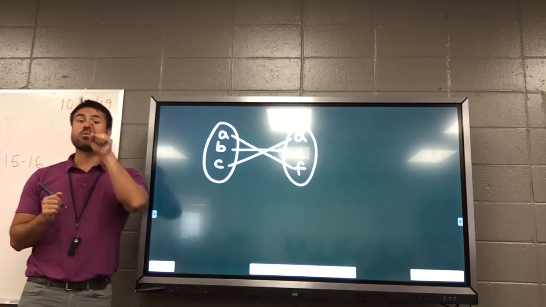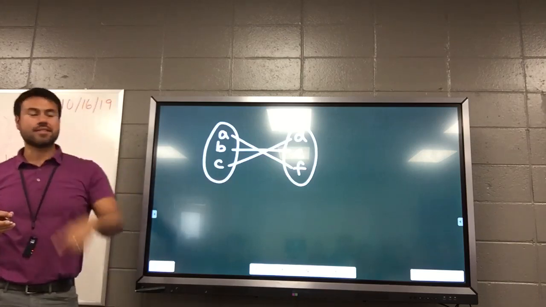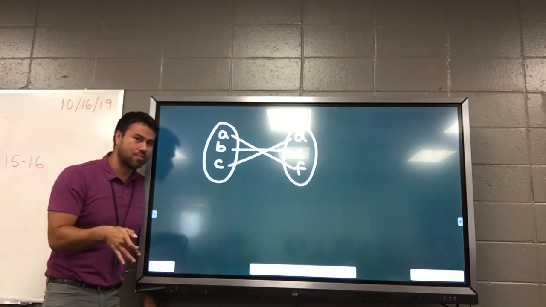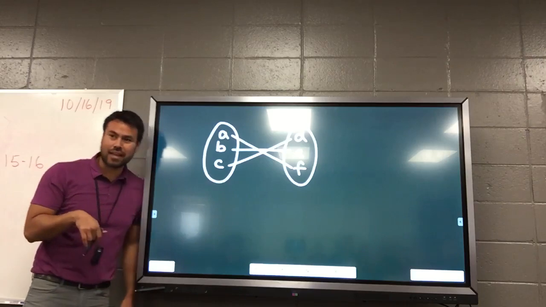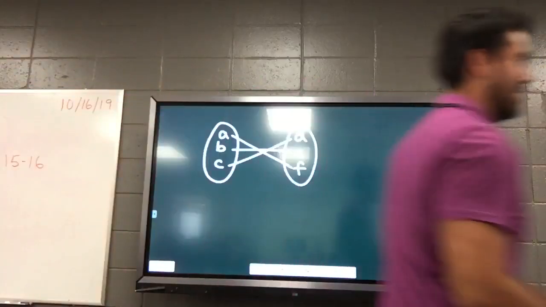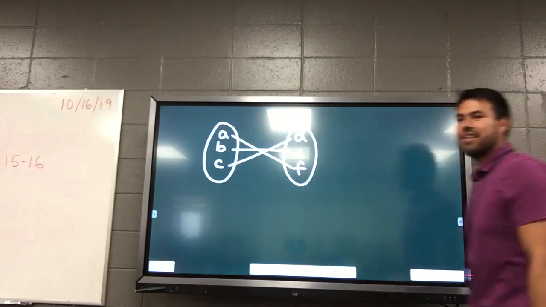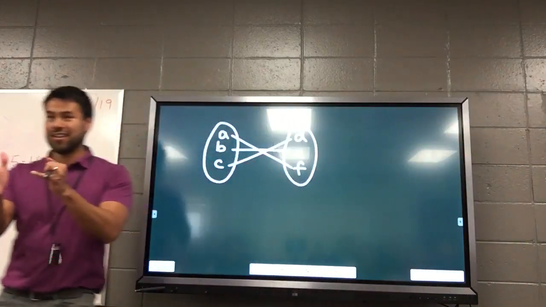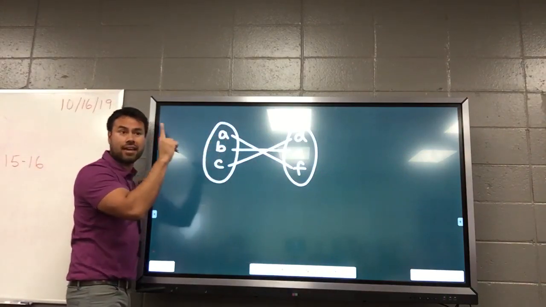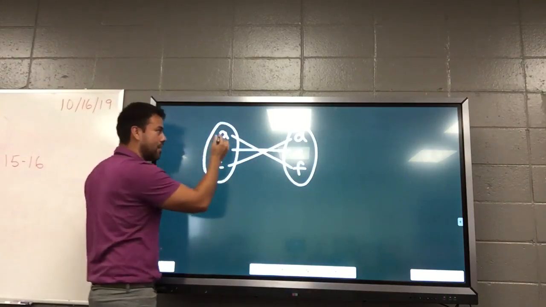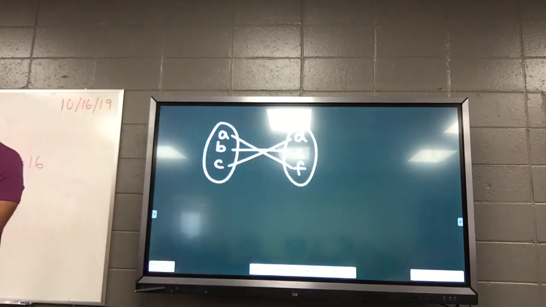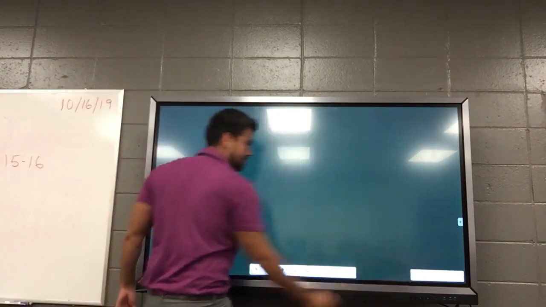Okay, so it's a relation for that, and then let's see, Olivia, is it a function? Yes or no? Function. Yes, Henry, why is it a function? Thank you, by the way. Because every input has exactly one output. This has exactly one, exactly one, exactly one. Done. All right. Let's go to the function notation.